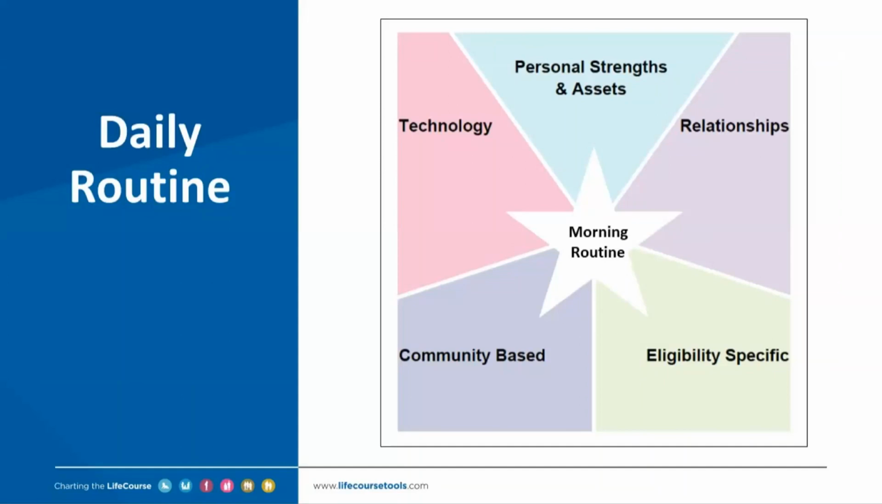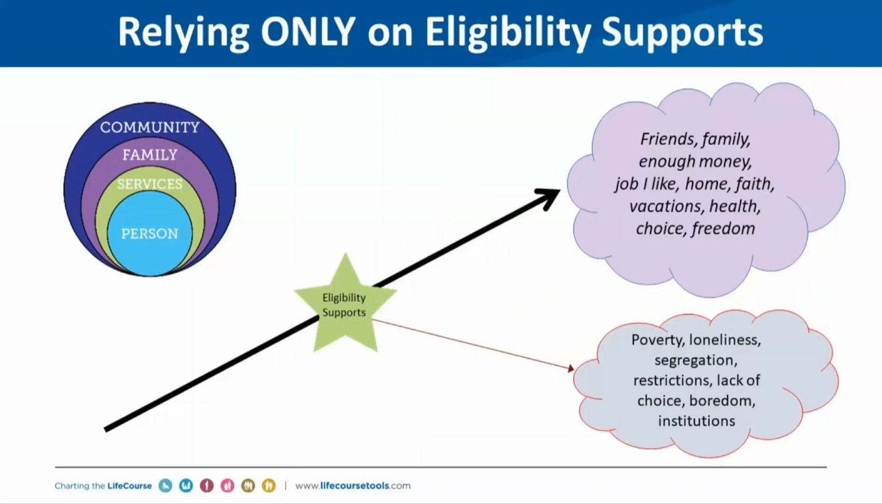So technology may be that, gosh, I have a smartphone. That's technology and I know how to use it, but it's also a personal asset and strength that I have a cell phone, right? So things can go in different places. It's really just about getting you to think through this and not necessarily where you put things. So I'll show you examples in a minute.